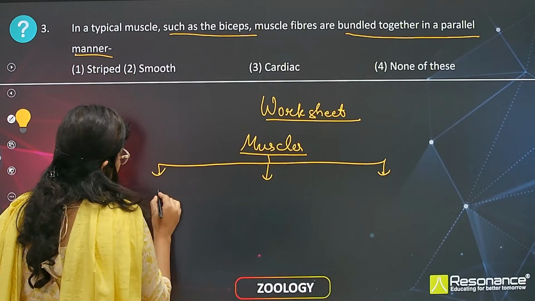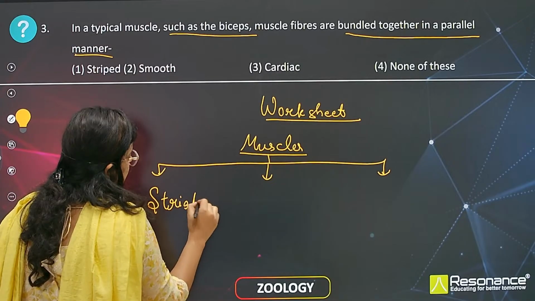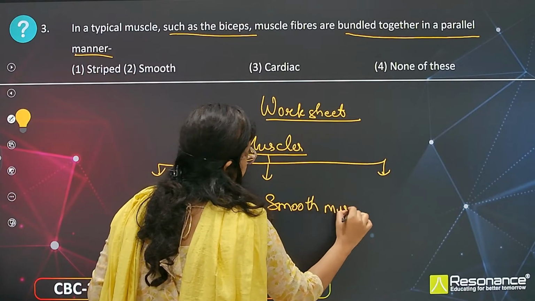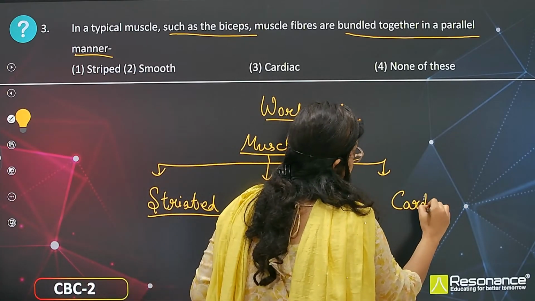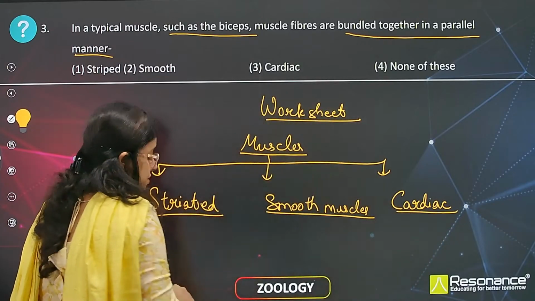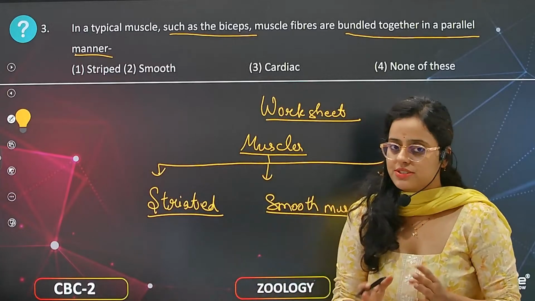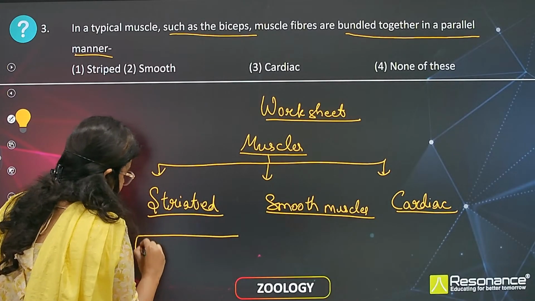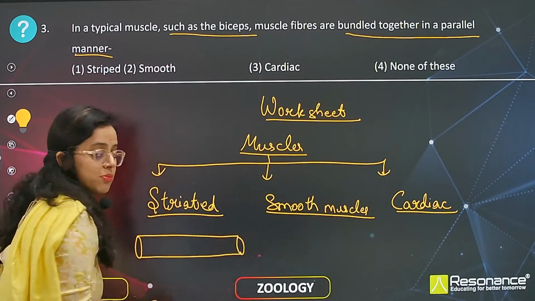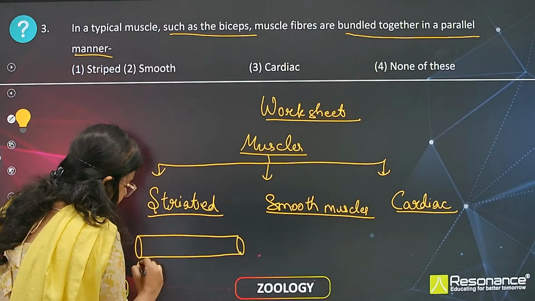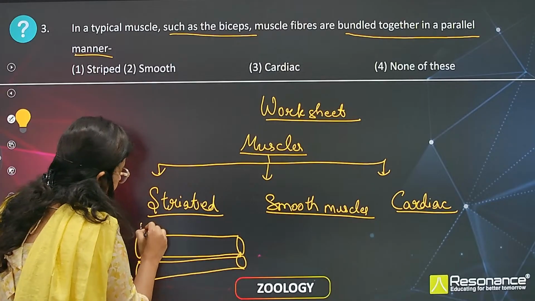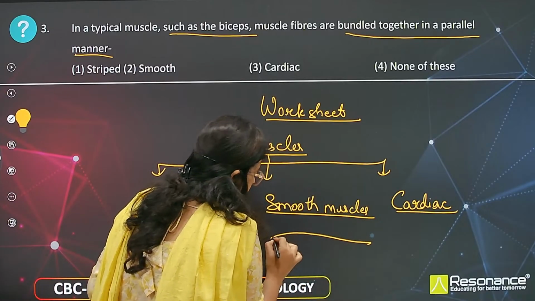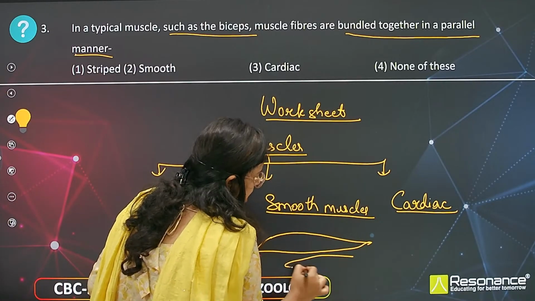So these 3 muscles are striated muscles, smooth muscles, and cardiac muscles. Striated muscles are the muscles which have striations, light and dark bands, and these muscles are voluntary in action. Another specific characteristic feature is that they are attached to the bones. So these are skeletal muscles, and they are arranged parallel to each other. Now what about smooth muscles? They are spindle shaped or fusiform shaped cells. They are not arranged parallelly.